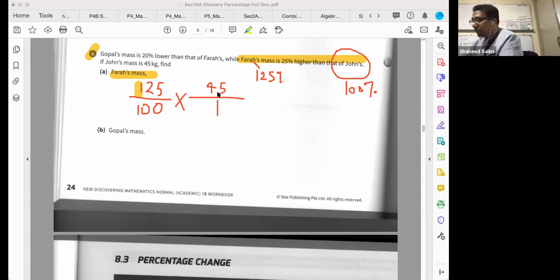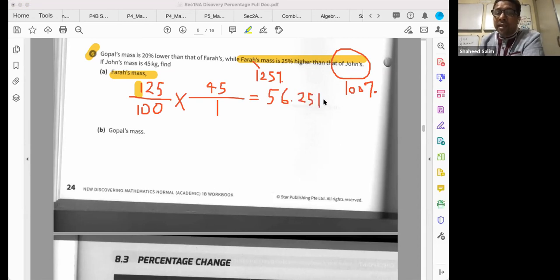Let's see. 56.25. No one has given me. Wi-Fi girl, come in and also give the answer. You have not given me. This is what? Kg or what? Yes, kg. Mass.